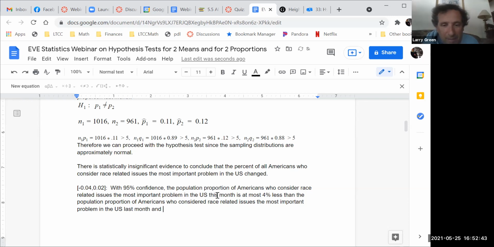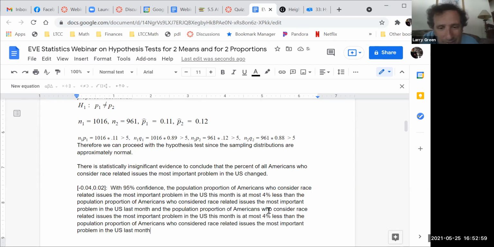And basically we do the same thing, except now it's more instead of less and a different number. So I can copy and paste again. The population proportion of Americans who consider race-related issues the most important problem in the United States this month is at most 4% larger than, and it's 2% now because that's the other side, larger than the population proportion of Americans who consider race-related issues the most important problem in the United States last month.